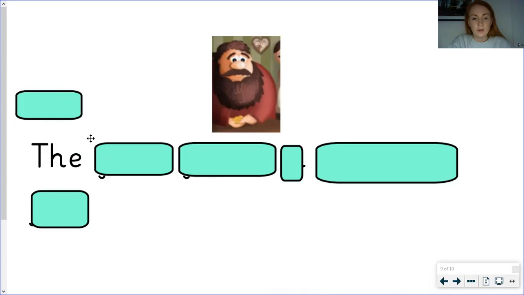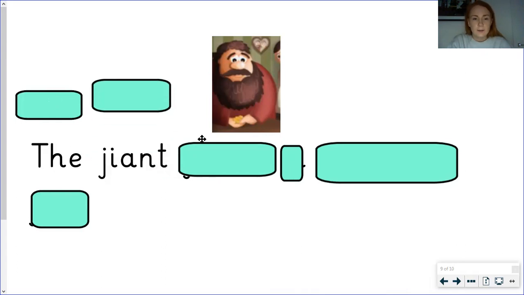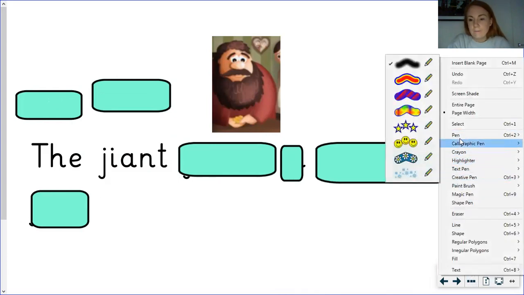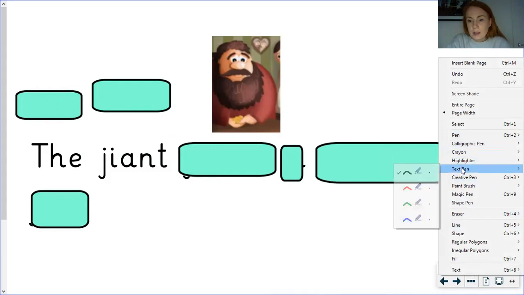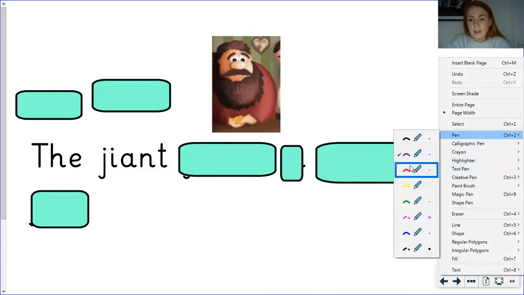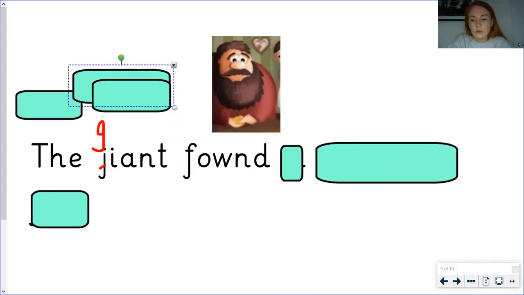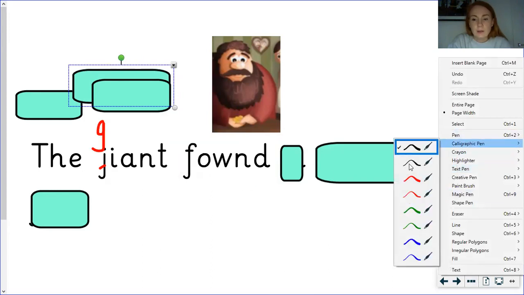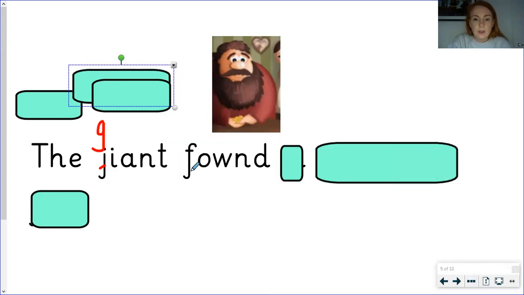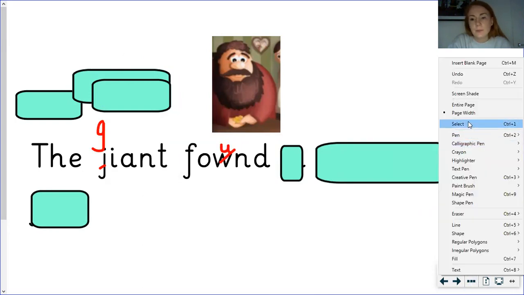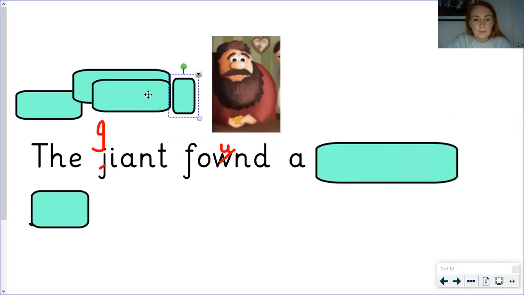So that looks right. Giant. The giant. I know, I've just done it. It is actually a giant. That looks better. The giant found. I'm using the wrong ow sound there, aren't I? It's oh, found. That looks right.